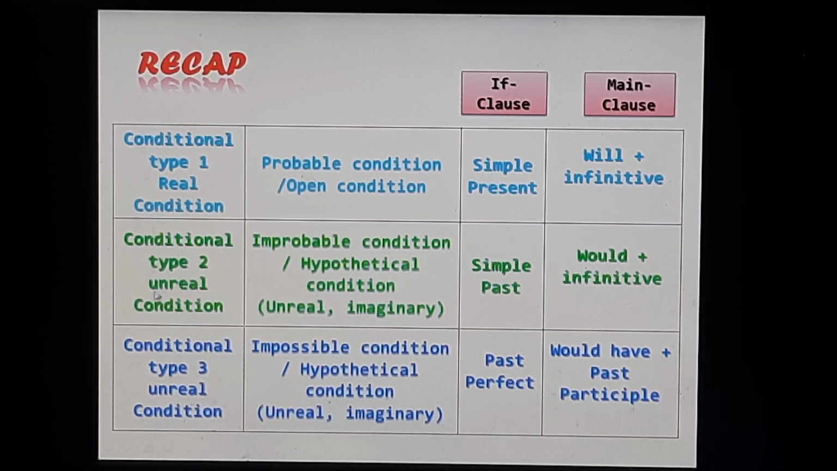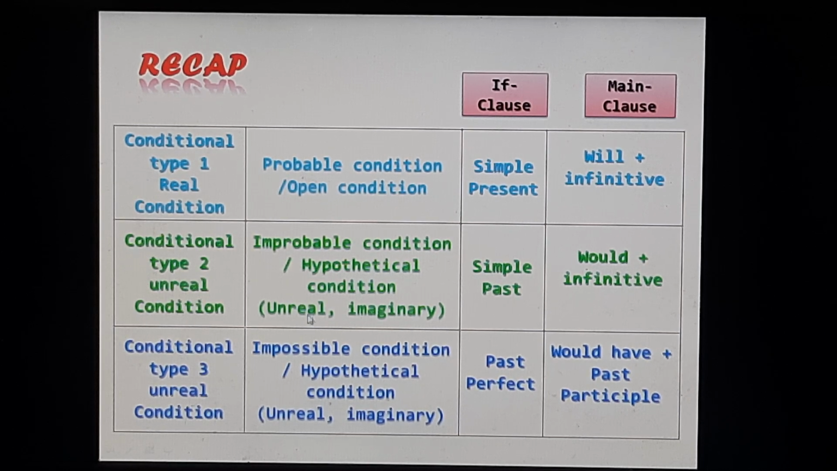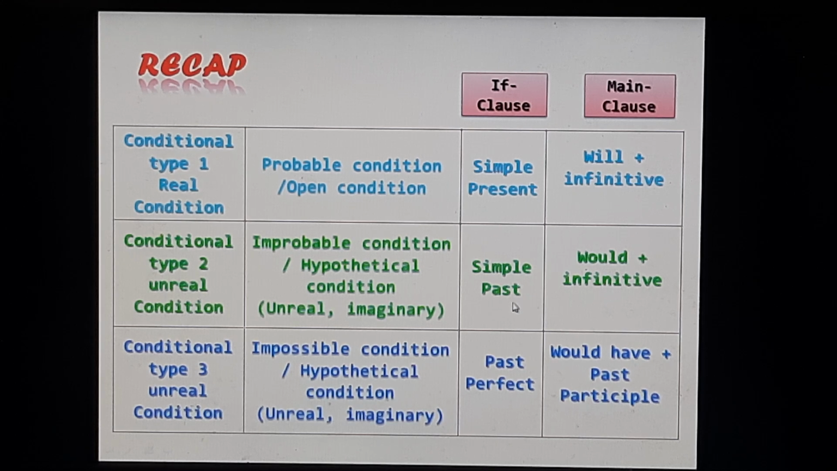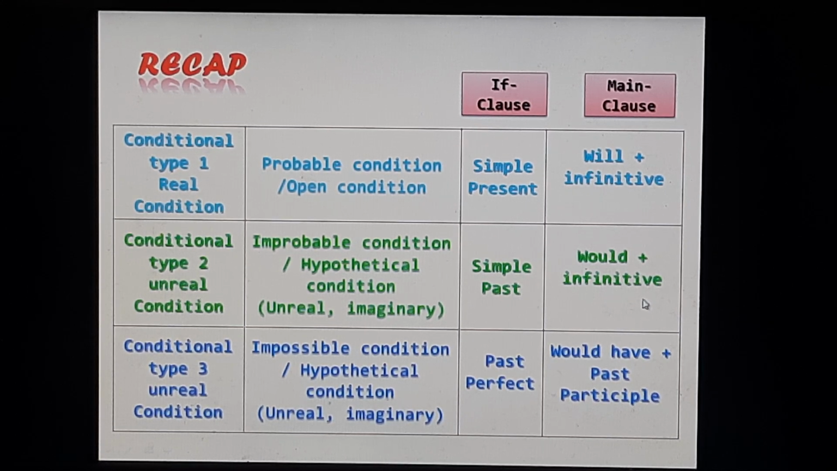Conditional type 2, it's an unreal condition. It's an improbable or hypothetical condition which is unreal and imaginary. The verb in the if clause is in the simple past. In the main clause, it is would plus infinitive or the base form V1.